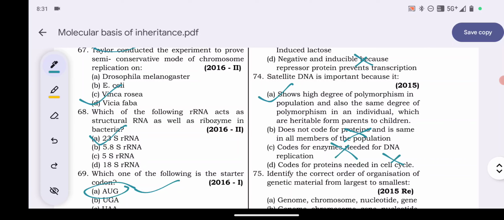Explanation. Polymorphism means variation at genetic level arising due to mutation is called polymorphism. These variations occur in non-coding regions of DNA and do not code for any protein but are heritable. The polymorphism in DNA is the basis of genetic mapping and DNA fingerprinting. So A option will be the answer.